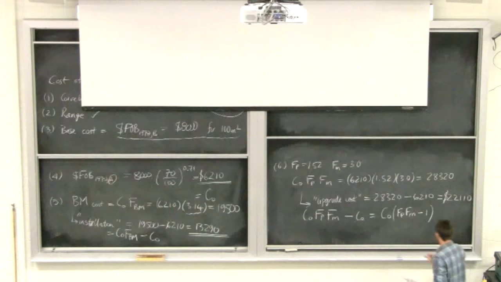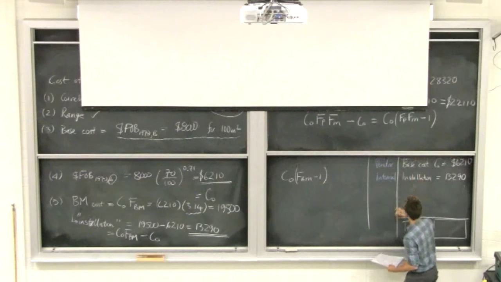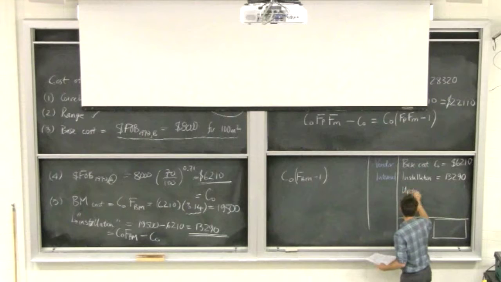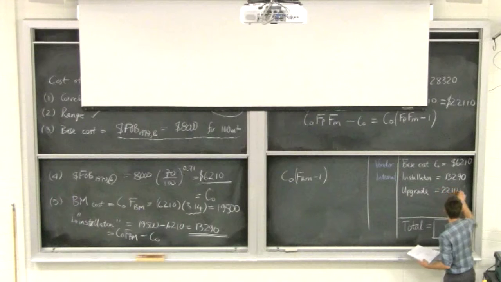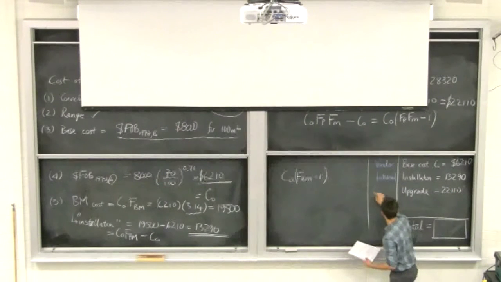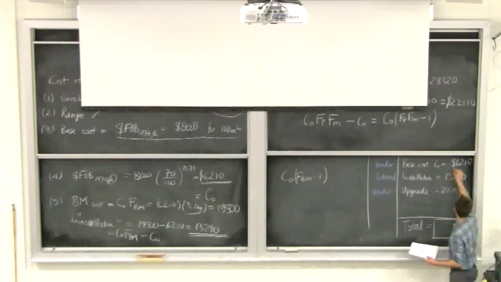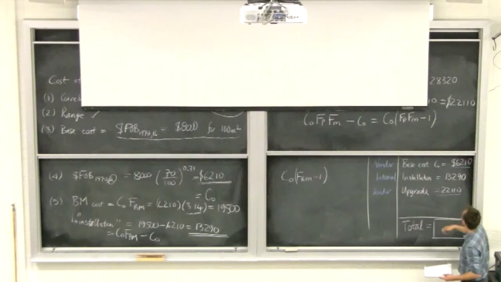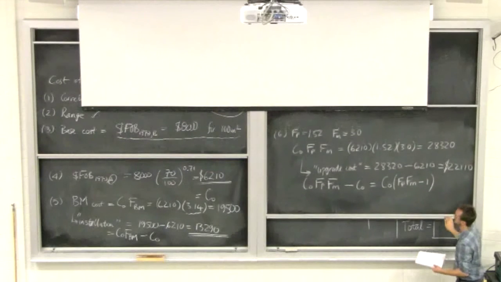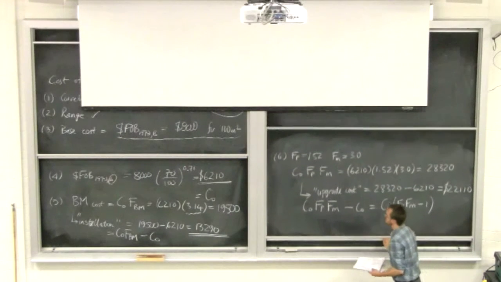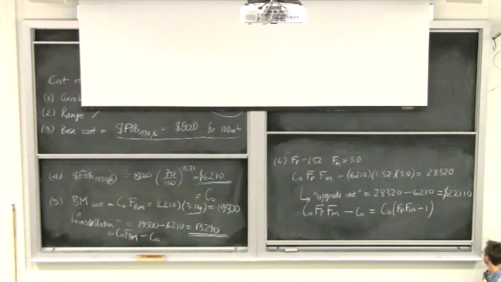Okay, so back to that increasing price list here. Now we can add a new entry called upgrade. That's 22,110, and that money goes to the vendor. Okay, so right now we're paying our vendor 6210 plus 22,000. That's a total of 28,000. That's what we're paying our supplier. Okay, so in other words, our supplier is going to get C naught times FP times FM, $28,000 from us.